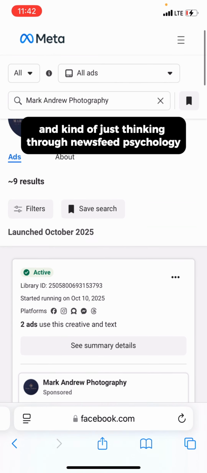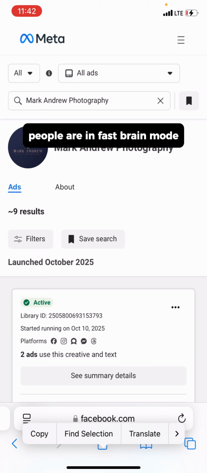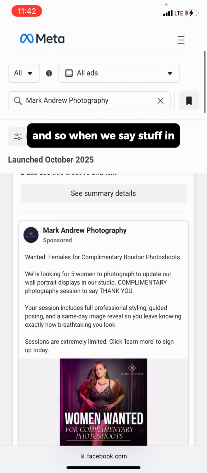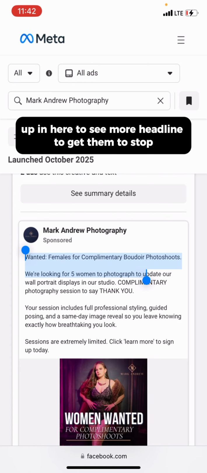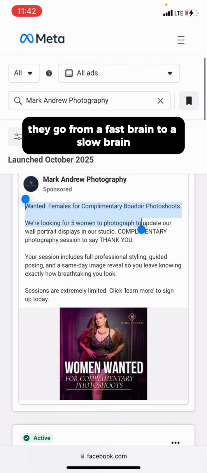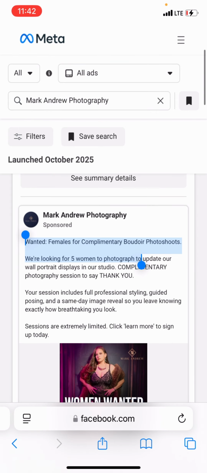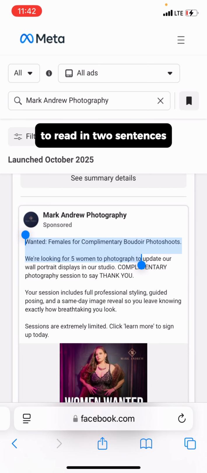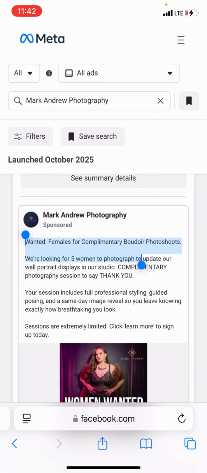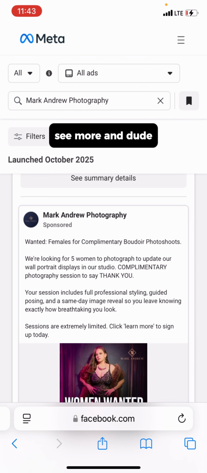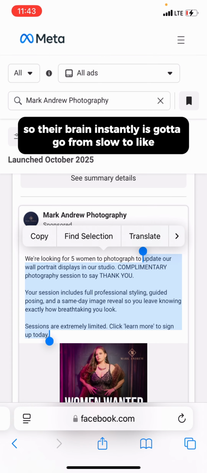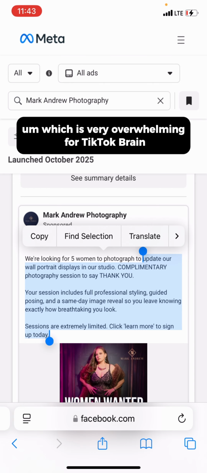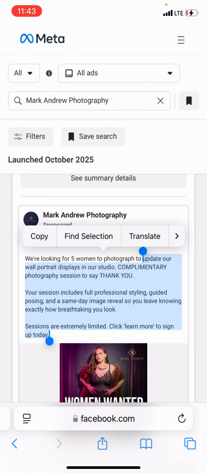And thinking through newsfeed psychology, people are in fast brain mode, fast scrolling, TikTok brain. So when we say stuff up in here, the See More headline to get them to stop, they go from a fast brain to a slow brain. I come back up to read this, and there are only 1 to 2 sentences shown here, so we get them to go from TikTok brain to reading 2 sentences. So their brain goes from fast to slow. But then they click see more, and dude, they're hit with a big wall of text here. So their brain instantly has to go from slow to super slow, which is very overwhelming for TikTok brain.